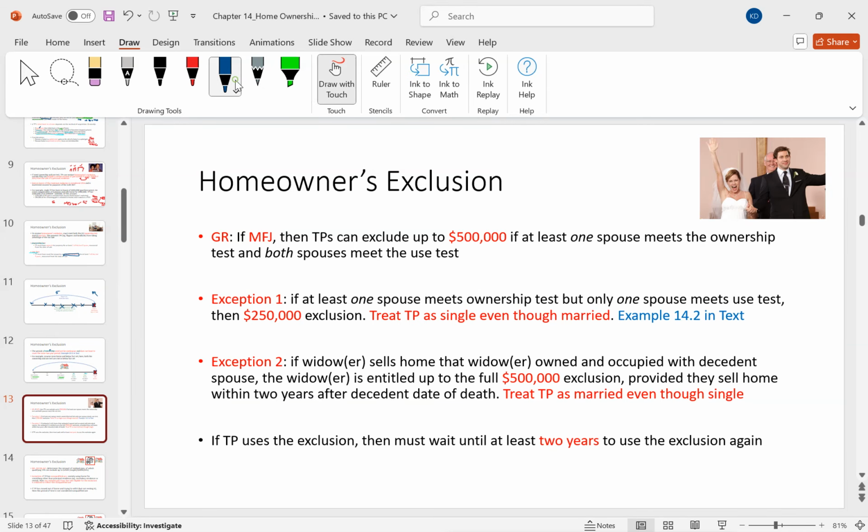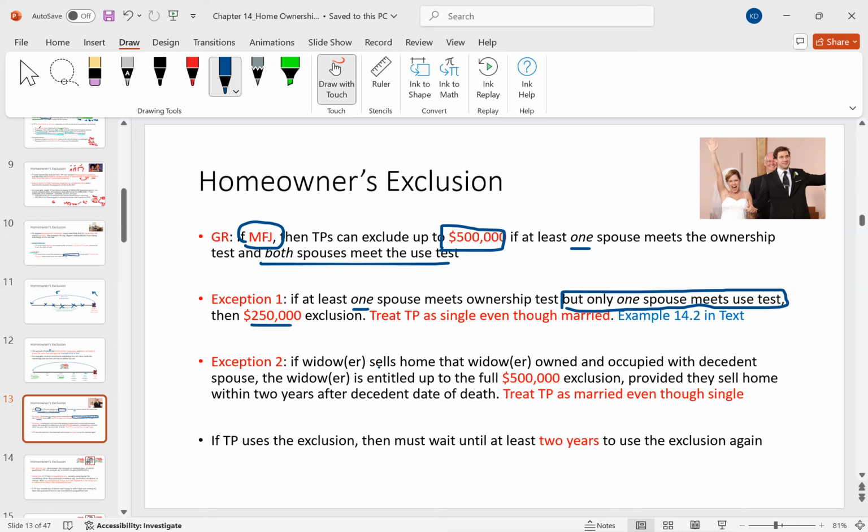The general rule is if you're married filing jointly, it's up to $500,000 that you can exclude if at least one spouse meets the ownership test and both spouses meet the use test. That's the general rule if you're MFJ. We do have two exceptions. The first one says if at least one spouse meets the ownership test, but here's the big thing, if only one spouse meets the use test, then they're going to cap it at $250,000. In other words, treat you as single even though you're technically married.